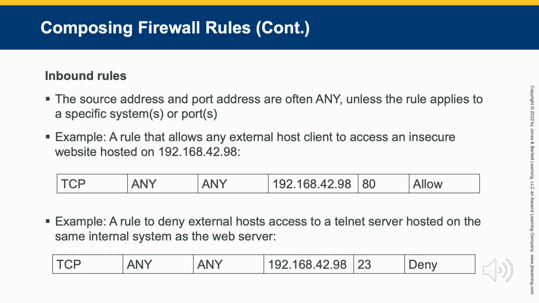Another example: a rule to deny external host access to a telnet server hosted on the same internal system as the web server. So our rule is TCP, that's our protocol. Anybody, any source coming in, any port coming in, destined for 192.168.42.98. It's the same host, but now we're talking on a different port, 23. If it tries to connect to that server on port 23, it's going to deny that traffic.